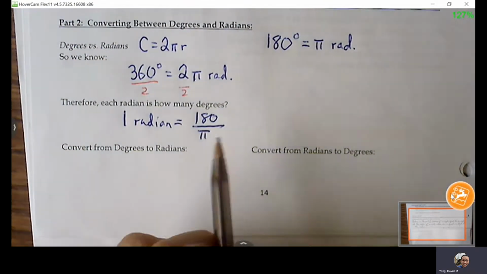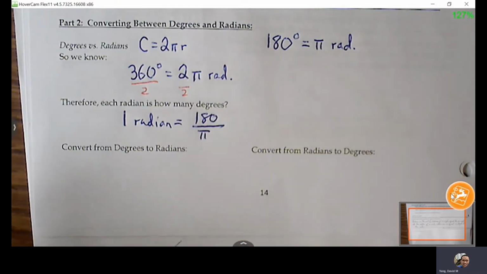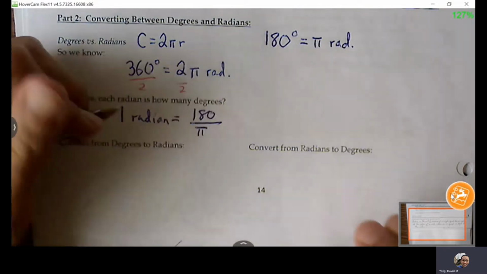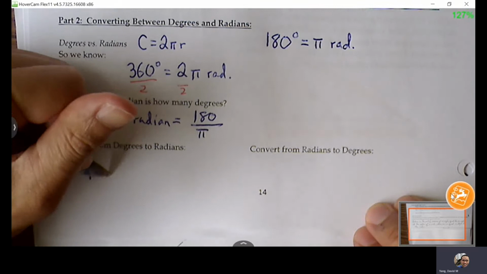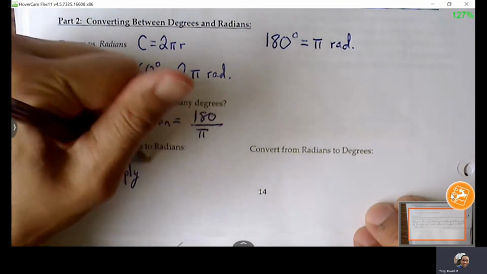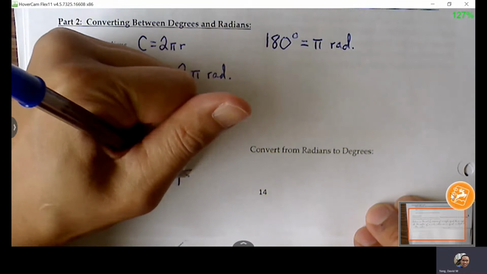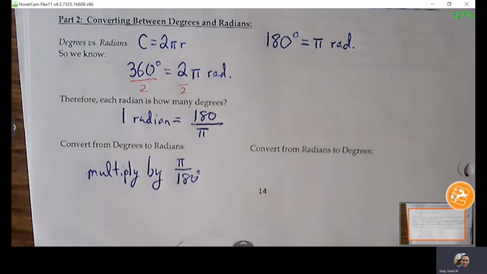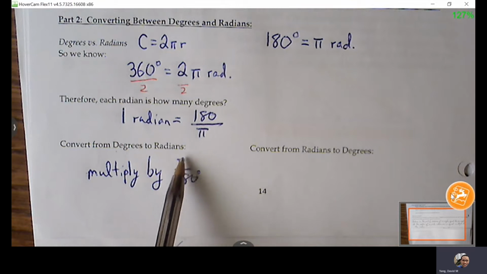So this is how we're going to be converting from one unit to the other. If I'm starting with degrees, that means I want the degree measure to go away, and I want pi to be in my answer in terms of radians. So if I have something in terms of degrees, I'm going to multiply by pi over 180. That will ensure that the degree units and this 180 degrees pair up and cancel out, and that will allow me to have my units in terms of radians. And I want pi to be in my unit, so pi is going to be in the numerator.